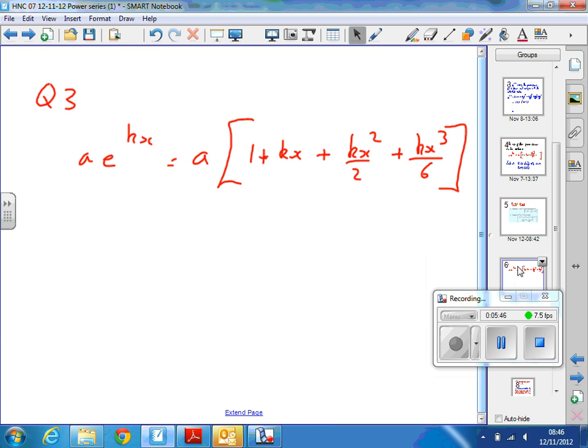So for question number 3, we've got 1 minus 2x e to the 2x. So that's going to equal 1 minus 2x.